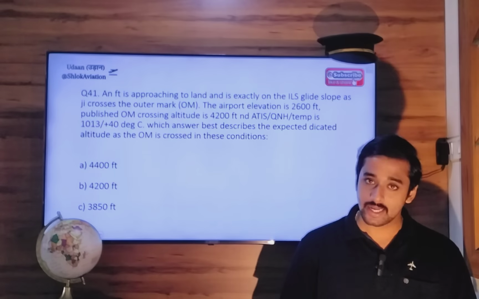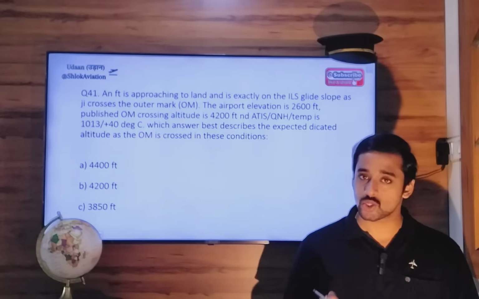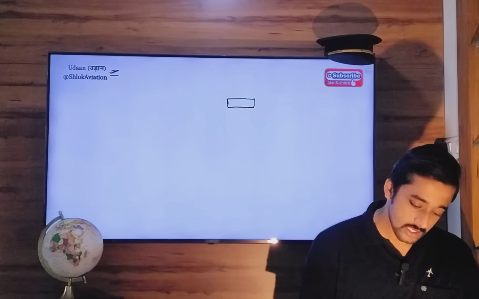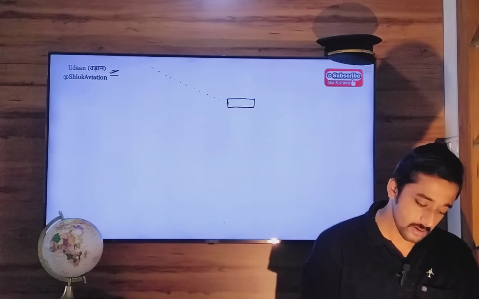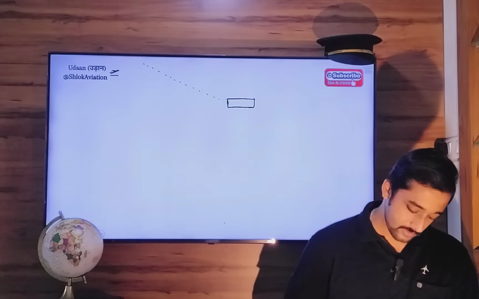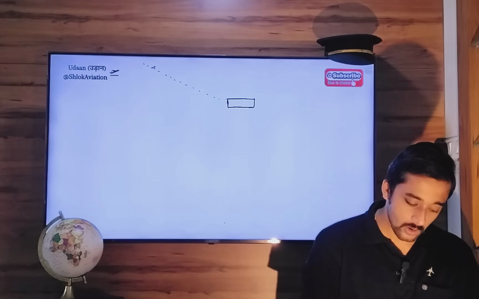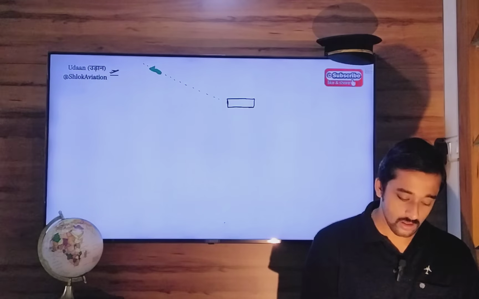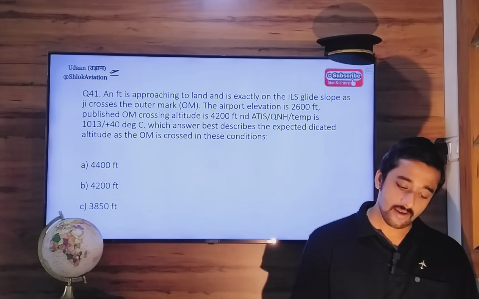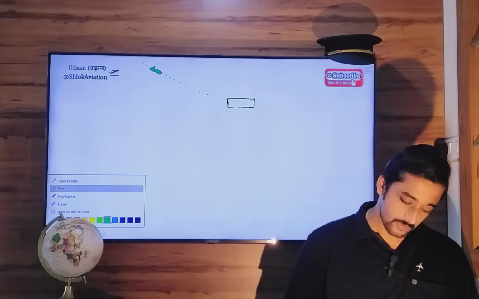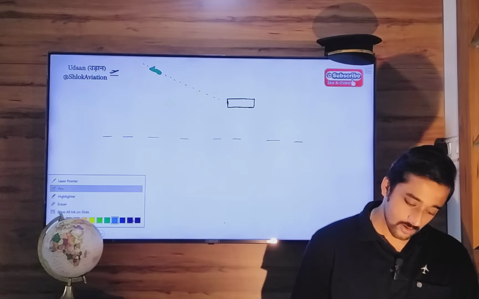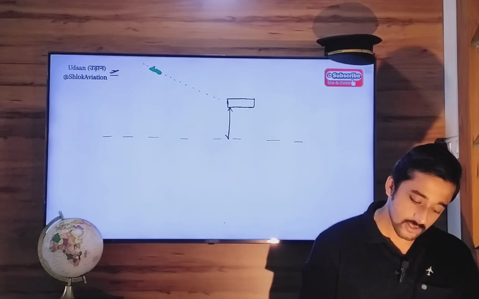Aircraft is approaching to land and is exactly on the ILS glide slope. So let's say this is your aircraft. This is the runway. And this is the 3-degree glide slope of that runway. Aircraft is established correctly on this glide slope. Airport elevation is 2600 feet. That means elevation is always measured from mean sea level. So elevation of this airport is 2600 feet.